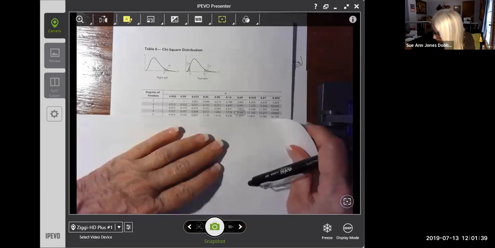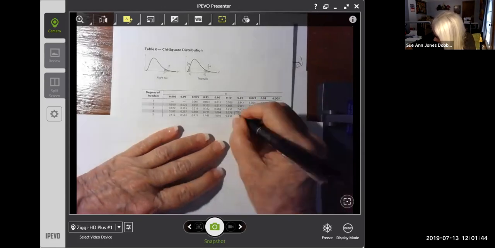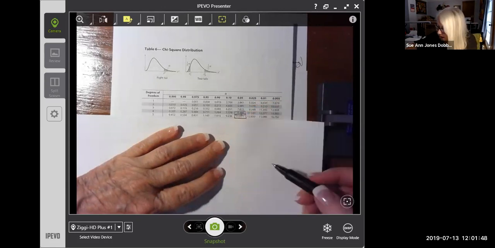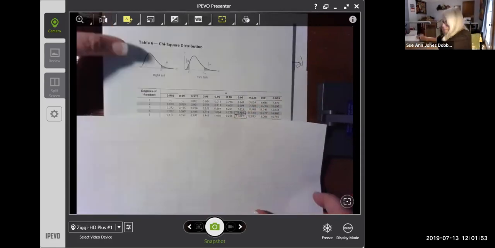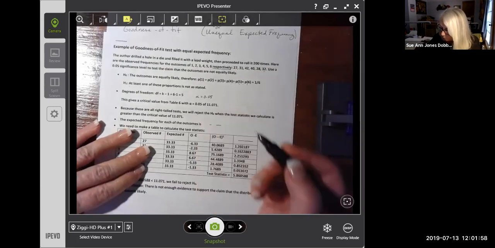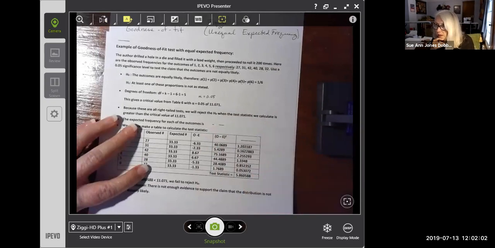And my alpha level is 0.05. So you can see that my critical value is 11.071. Okay, so from the table, we have that critical value. Since all the tests in this chapter, both goodness of fit and the independence test, are right-tailed tests, we reject the null hypothesis whenever the test statistic is greater than the critical value.